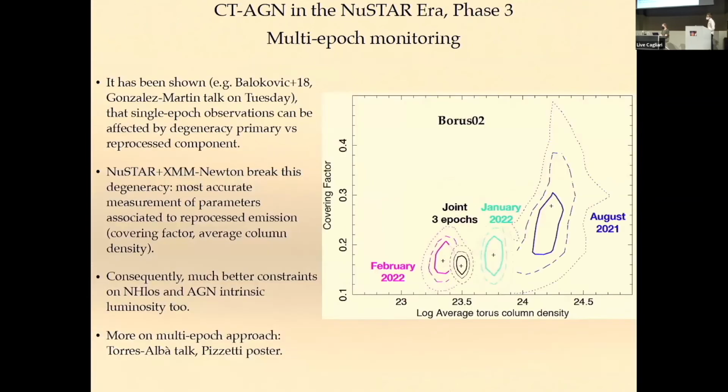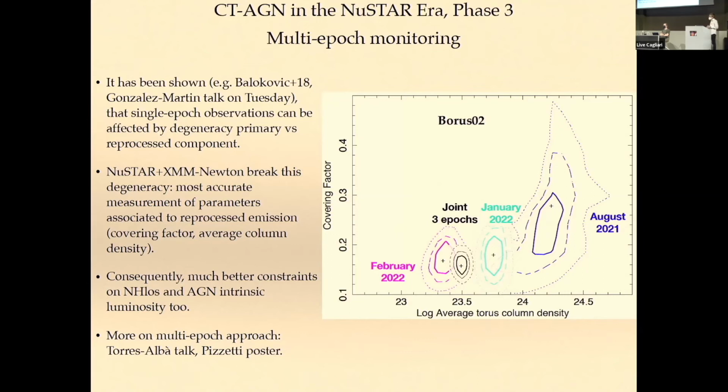And the other important thing with which I want to conclude my talk is that it has been shown, for example by works by Wisla Valokovic, and also you heard from Gonzalez Martino yesterday, that single epoch observations can be affected by degeneracy between the primary and the reprocessed components, which makes it more difficult to measure the average properties of the torus and also properties like the luminosity and the line of sight column density in each epoch. With multiple epoch observations, we can break this degeneracy.